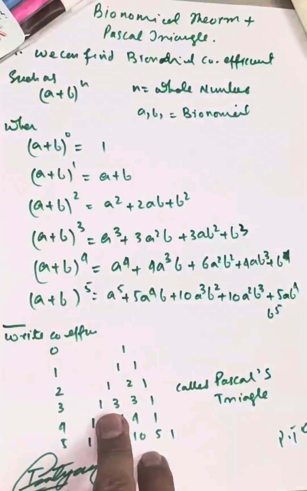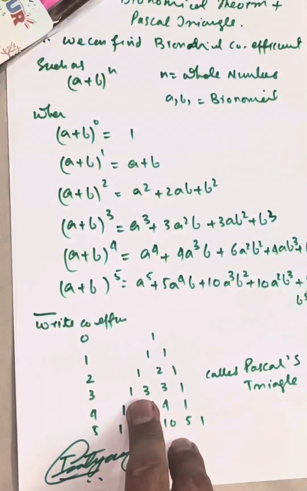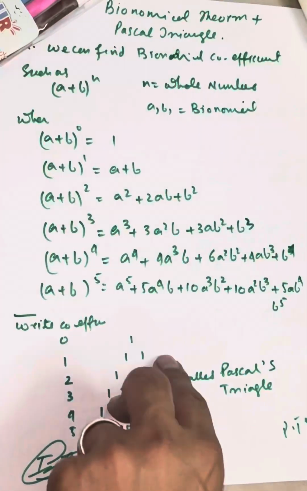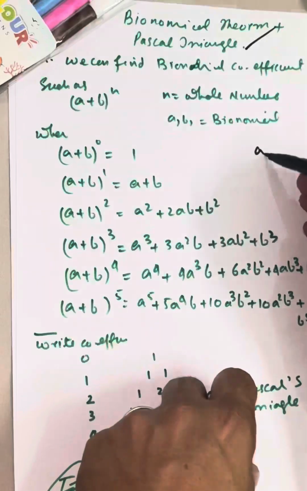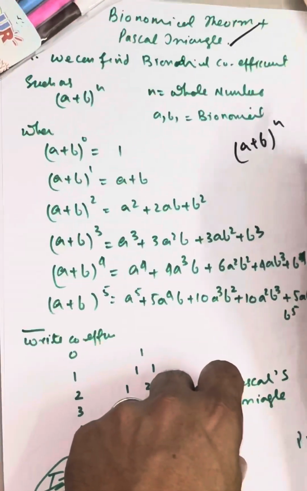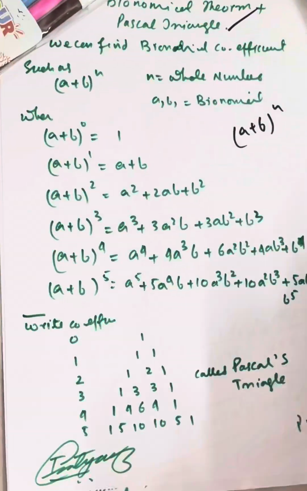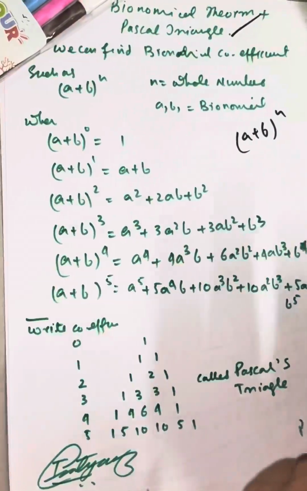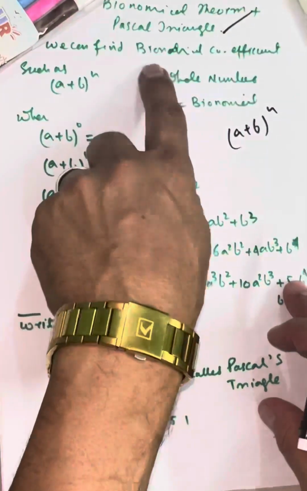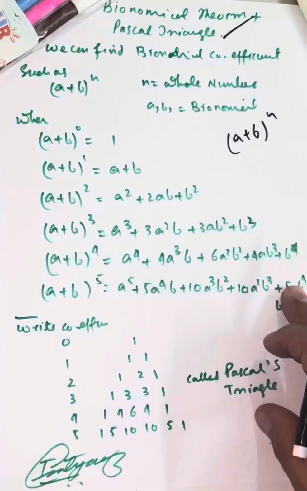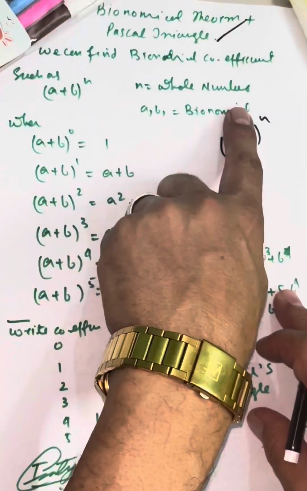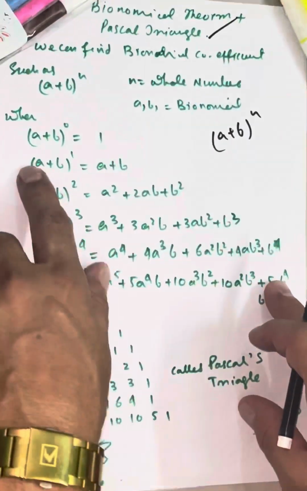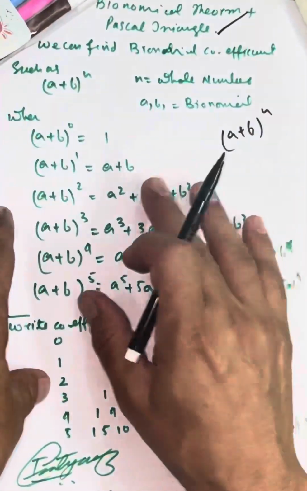And there is another thing, it's very important. It's the binomial theorem, but with Pascal's triangle. So we can conclude many things from this binomial. It's very, very important, and it's a very beautiful expansion in mathematics. So we can find binomial coefficients, such as a plus b to the n, where n is a whole number, and a plus b is the binomial. So here is the very beautiful thing.